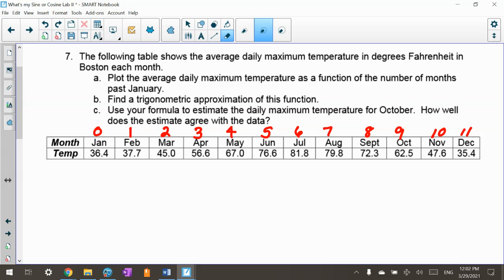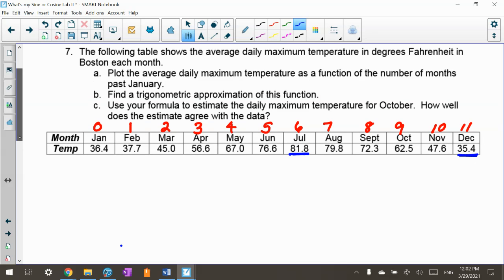Then we're going to find a trigonometric function approximation, and then use the formula to find some information. The first thing I did was look at the high and the low, because this helps you set up your graph. It goes all the way up to 81.8, so I'm going to go up to 90. The lowest goes down to 36.4. Is there, no, there's a 35 over here. You can show a break in the graph if you want, but this one works nicely without the break.